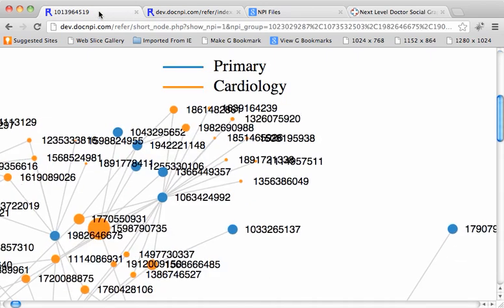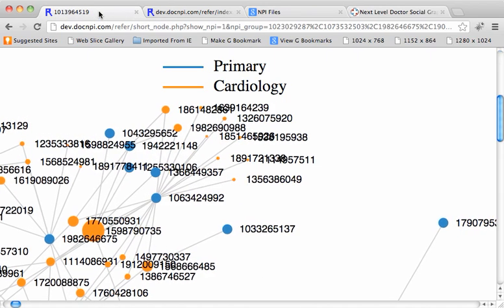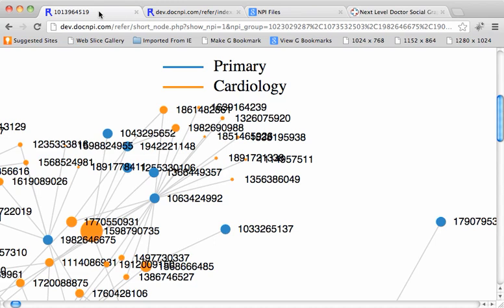But then it gets really interesting when you start to diagram things. So this is a network of physicians in Houston who are working with cardiologists. And see, the blue dots are primary care physicians, and the orange dots are cardiologists. And we have used the weight of the referrals to generate the size of the orange dots.